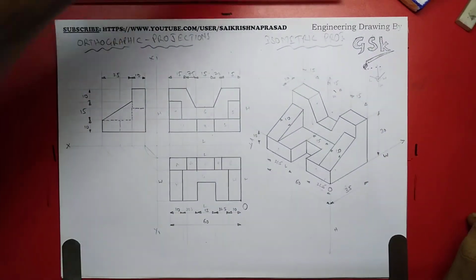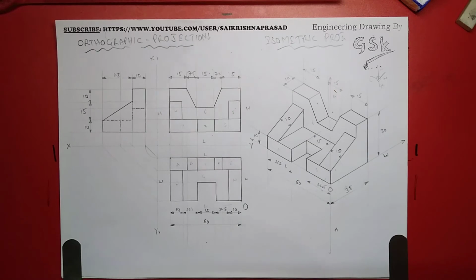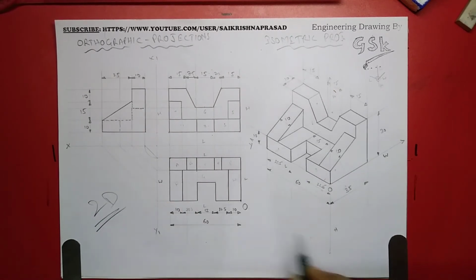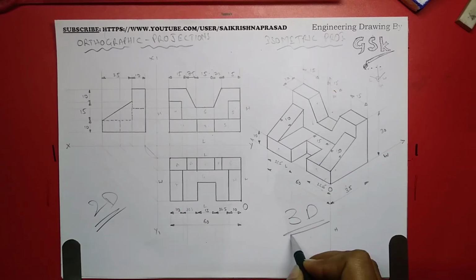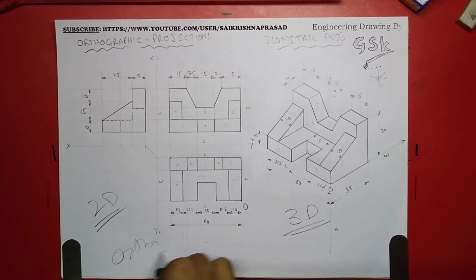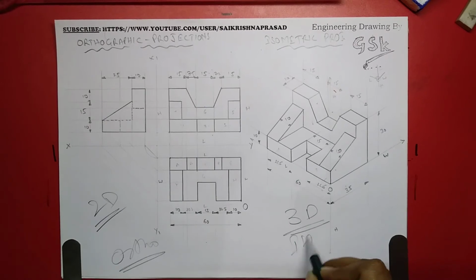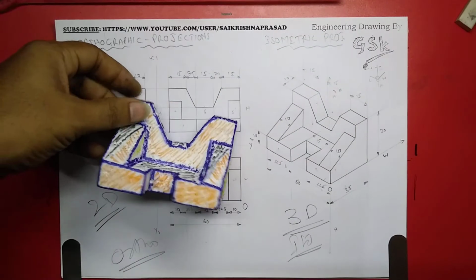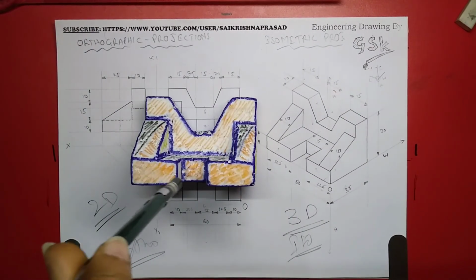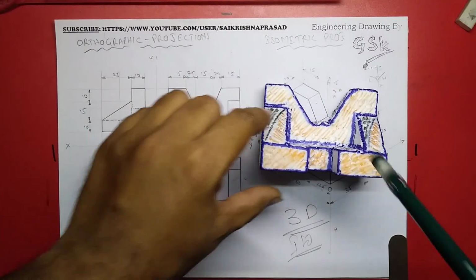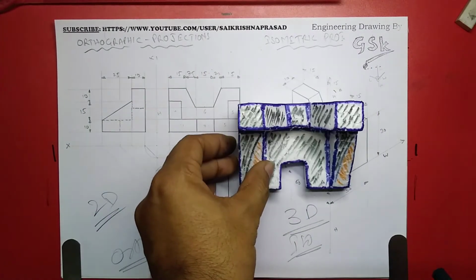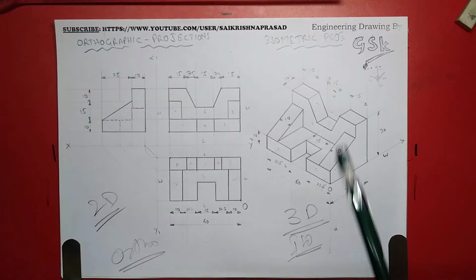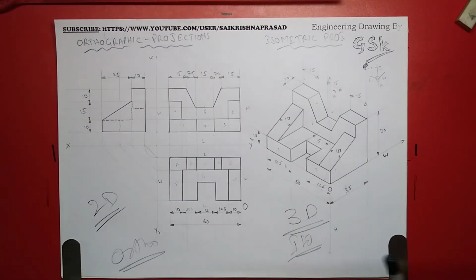I hope everyone understands how to draw the projections in 2D and 3D. This is 2D, this is 3D. This is ortho, this is iso. Looking at the object 90 degrees to our view: front view, 90 degrees top view, 90 degrees side view. And I am drawing this as the first angle of projection, right?